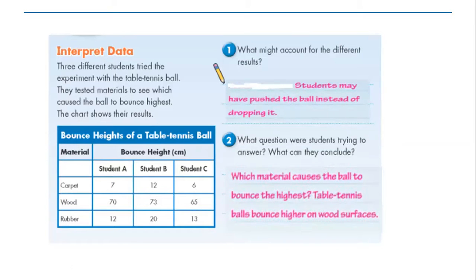Now, what question were the students trying to answer? Which material causes the ball to bounce the highest? Table tennis balls bounce higher on wood surfaces, as you see here in this result: student A 77, student B 73, student C 65.